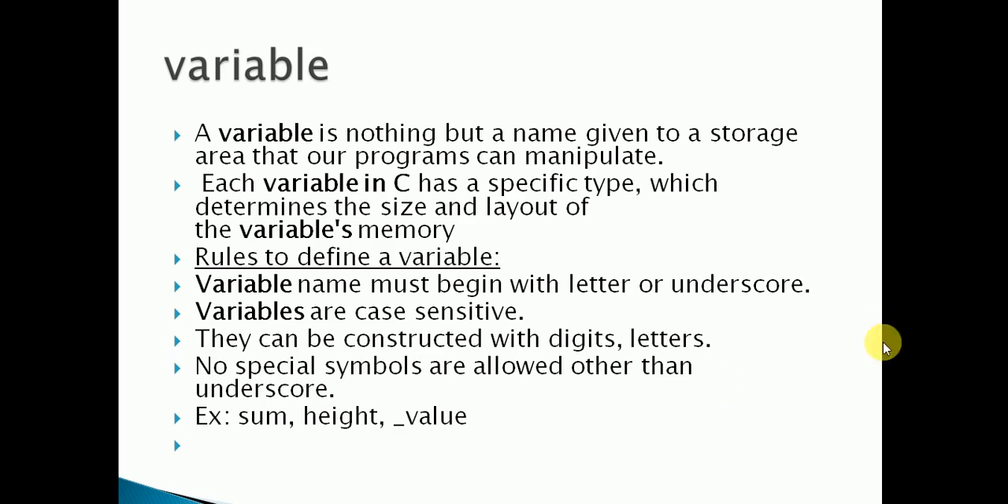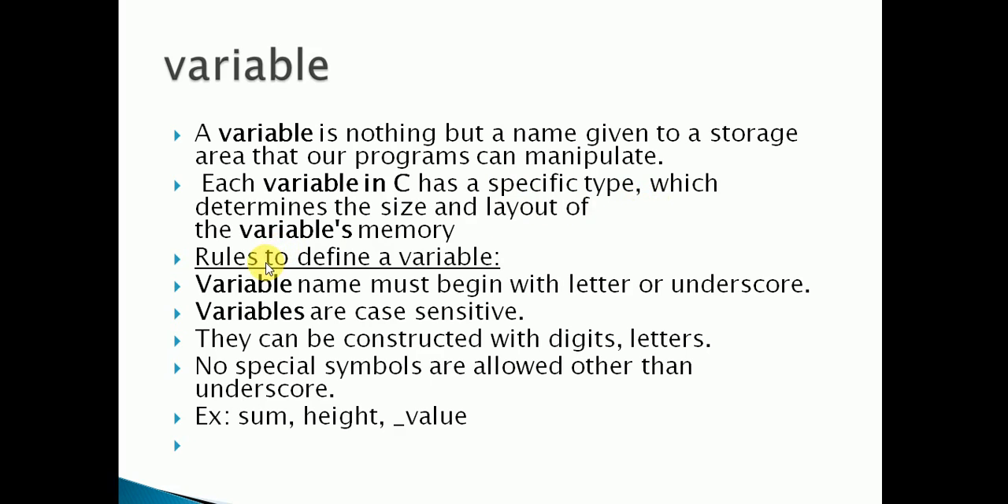So here we see a variable is nothing but a name given to a storage area that our programs can manipulate. Each variable in C has a specific type. Now what is the type of variable? We'll see in the next slide. It determines the variable's memory. How much memory is required for a variable is defined by its specific data type. Now what is data type? We'll see in the next minute.